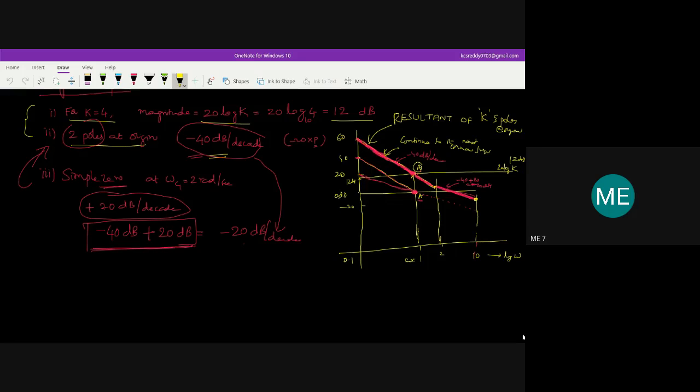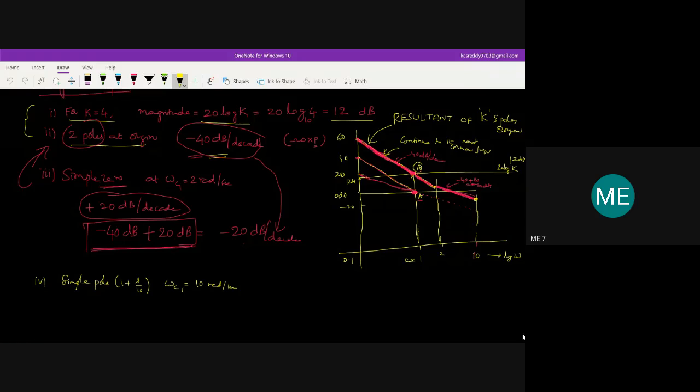Now at this 10 radians per second, what will happen? The fourth one is a simple pole, which is 1 plus S by 10. The simple pole which has omega C1 equal to 10 radians per second is going to contribute from this point. This factor is going to contribute to the magnitude plot from omega C1 equal to 10 radians per second.